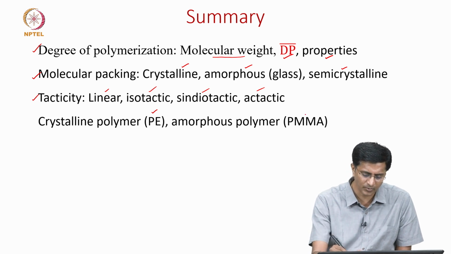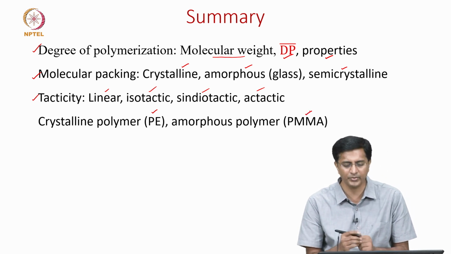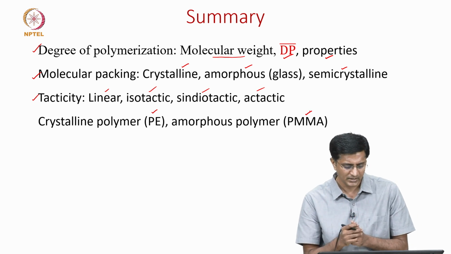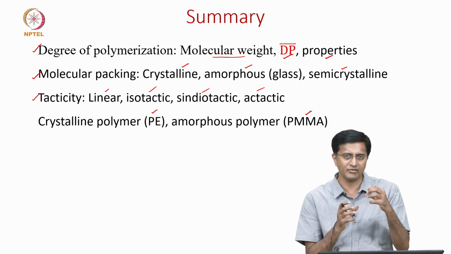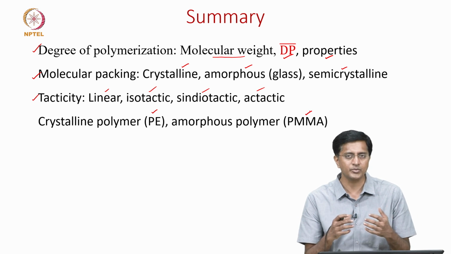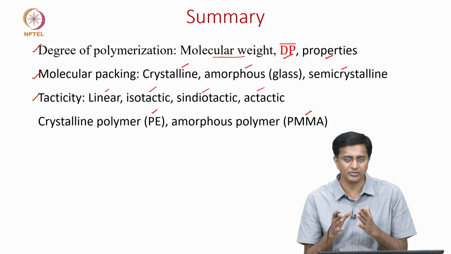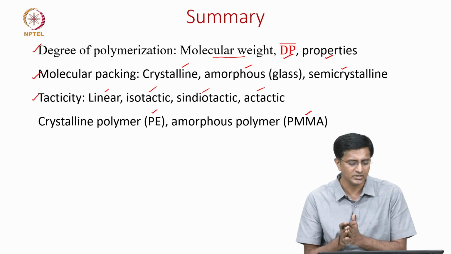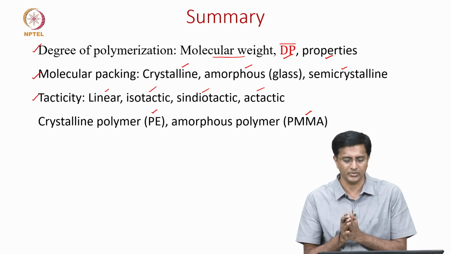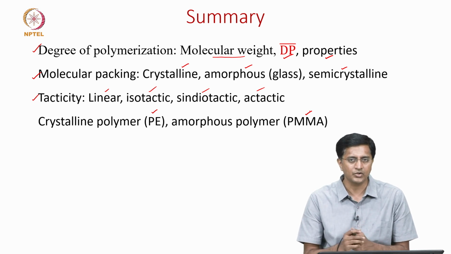But in the case of amorphous polymers, we showed the example of PMMA, or plexiglass, and said that because it has two or multiple subgroups, it is even harder to form a crystalline structure. So it ends up as an amorphous polymer. With this we conclude this video.